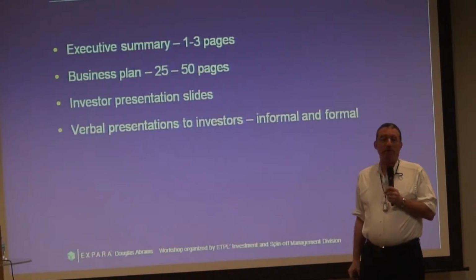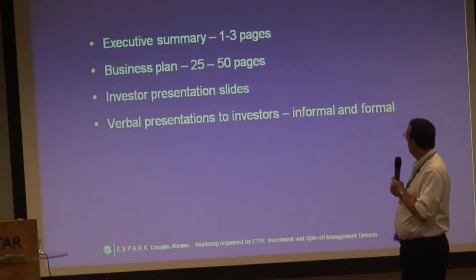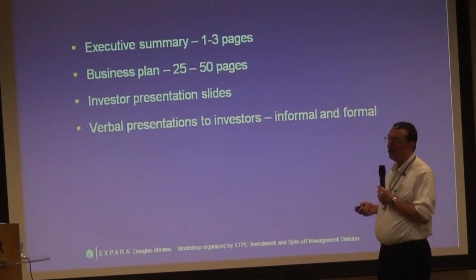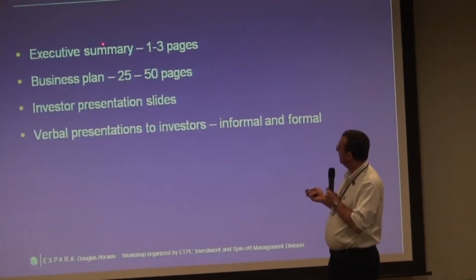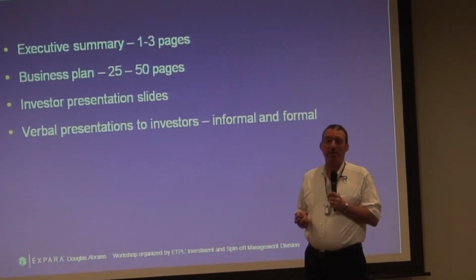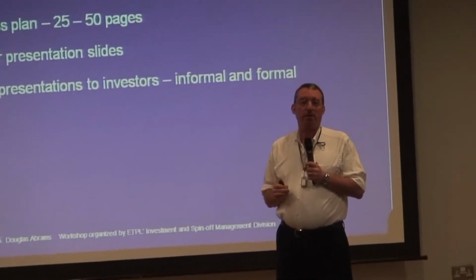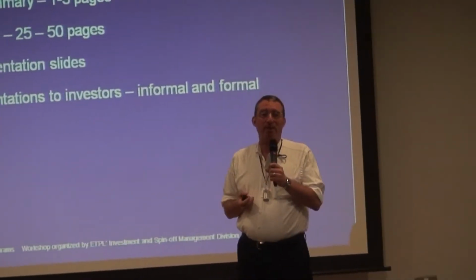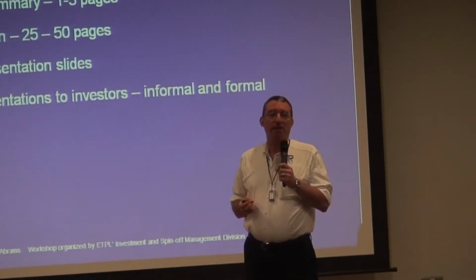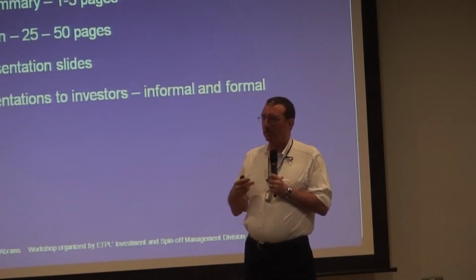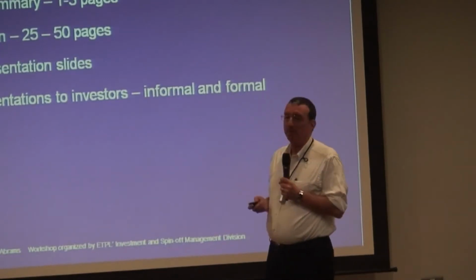How do we, as entrepreneurs, communicate the information about our company to investors? We should have at least three main pieces of marketing material: executive summary, business plan, and investor presentation slides. The executive summary is very short. Ideally, it's 1 page. In some cases, it might go 2 or 3 pages. And this includes all of the key information that is in the business plan.